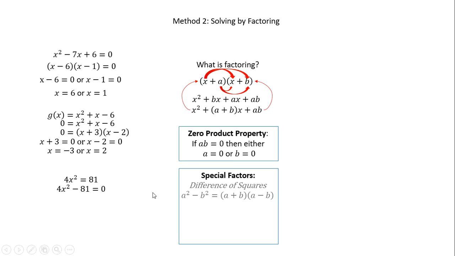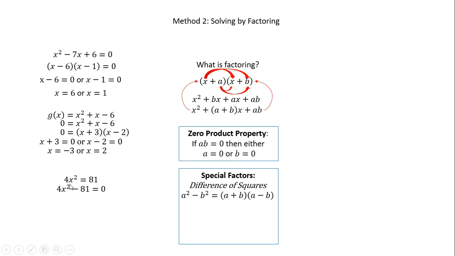This first one is called a difference of squares. We have something squared minus something squared. When that's the case, we have a squared minus b squared, we're going to end up with a plus b times a minus b. What happens here, when we multiply, we're going to get a squared, then minus ab plus ab. That middle term cancels out, and then minus b squared.